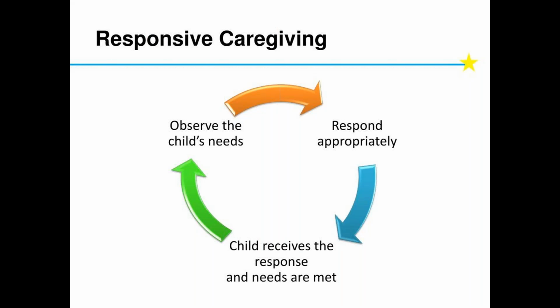Responsive caregiving is based on the ability of teachers to recognize infant cues and respond appropriately. Teachers observe the children's needs and respond appropriately, and the child receives the response and their needs are met. Once you learn the signal, the next step is to provide a loving response that meets the child's need. In doing so, you make the child feel secure and promote continued communication that's important for their overall development.